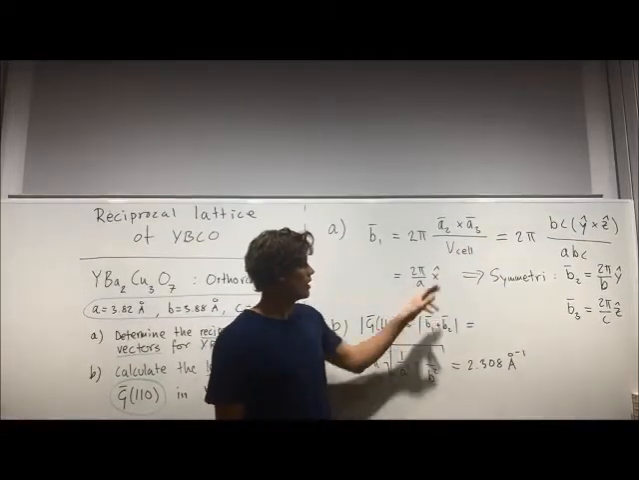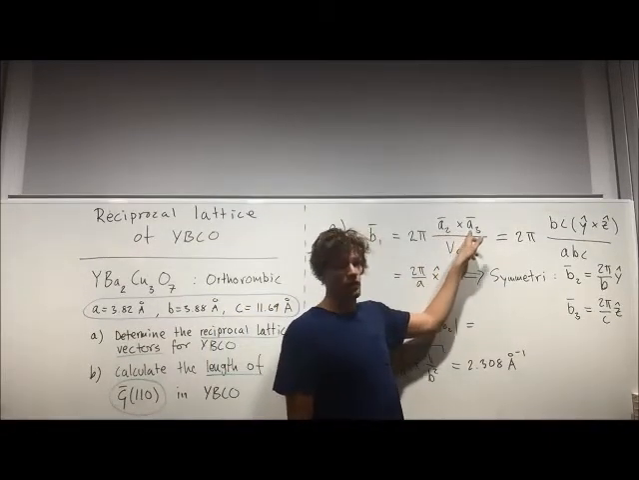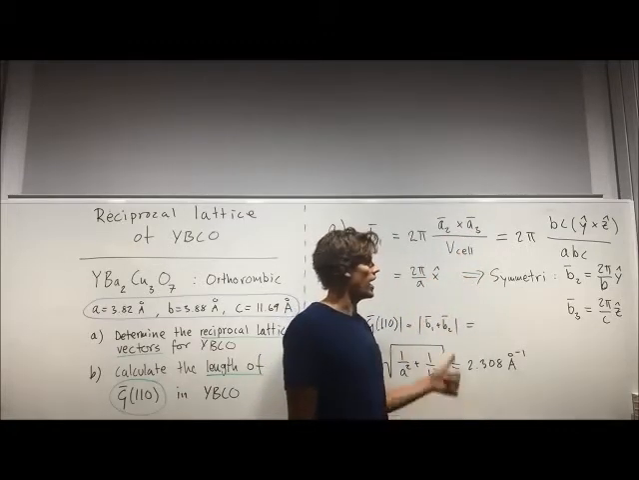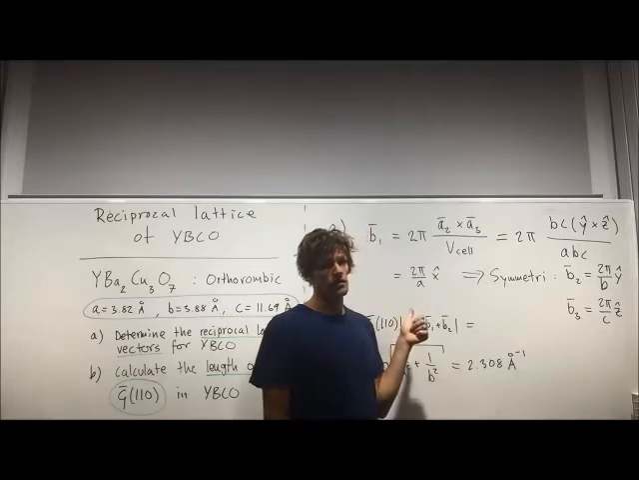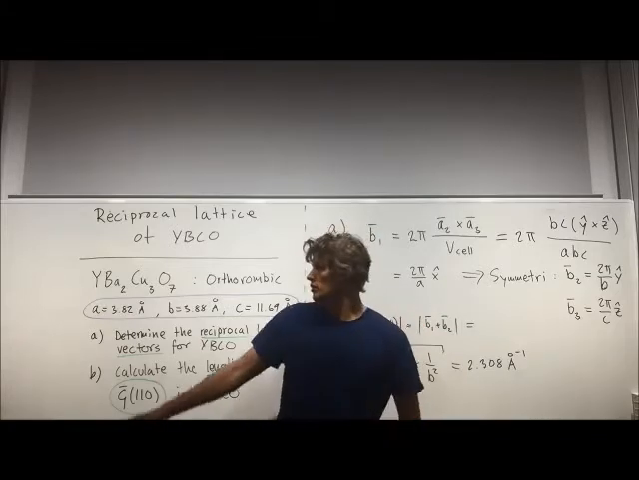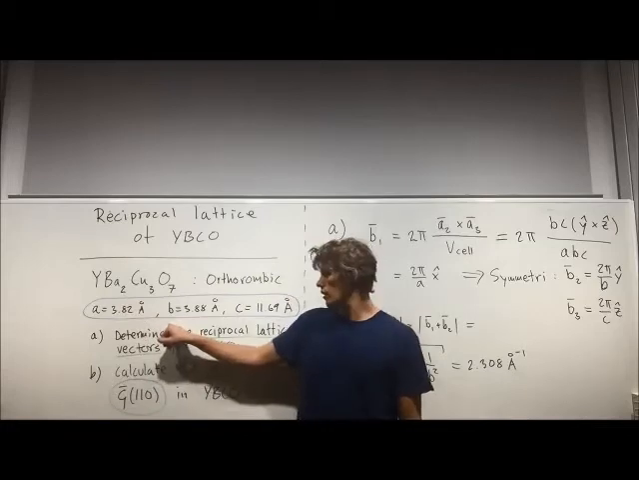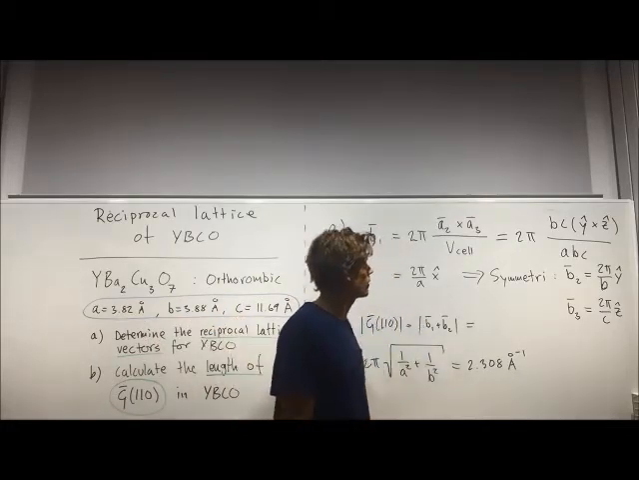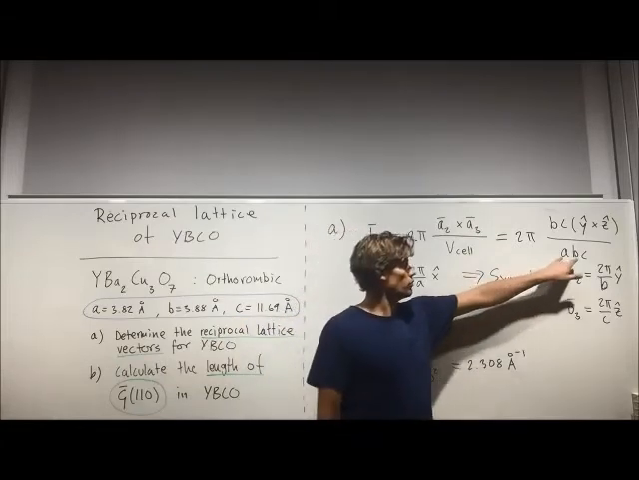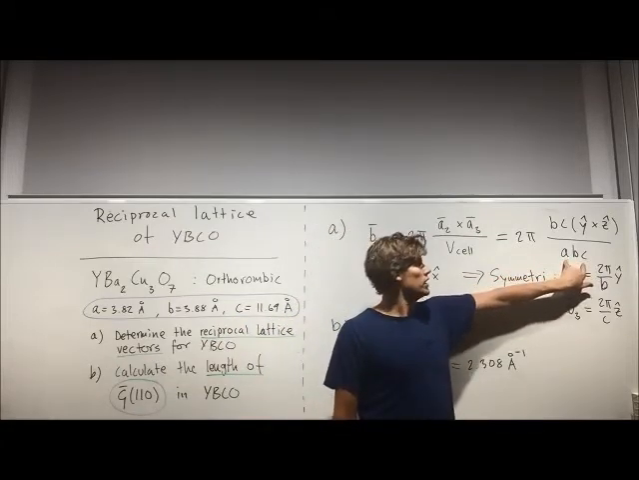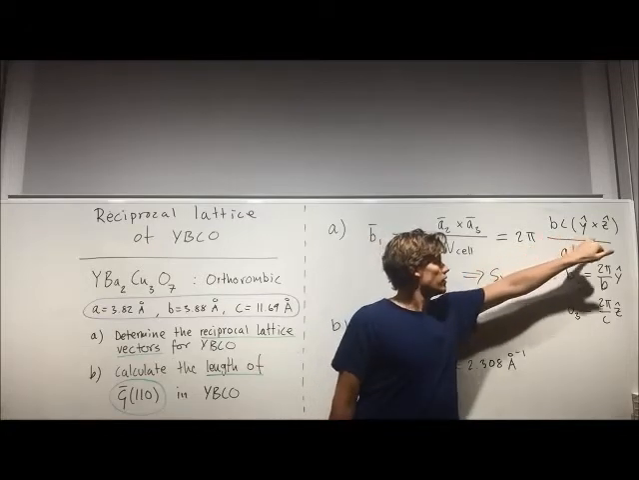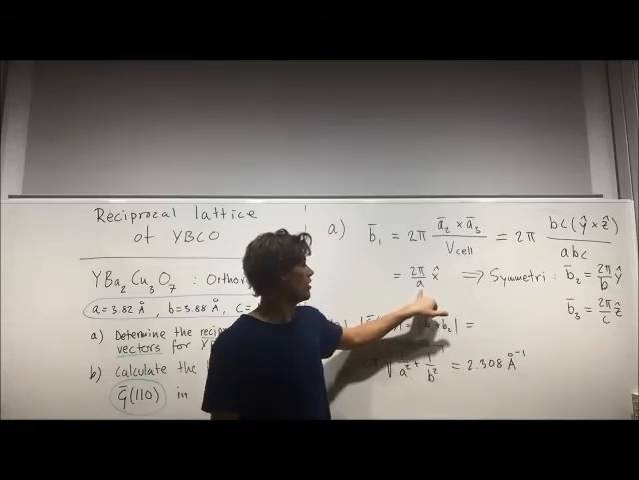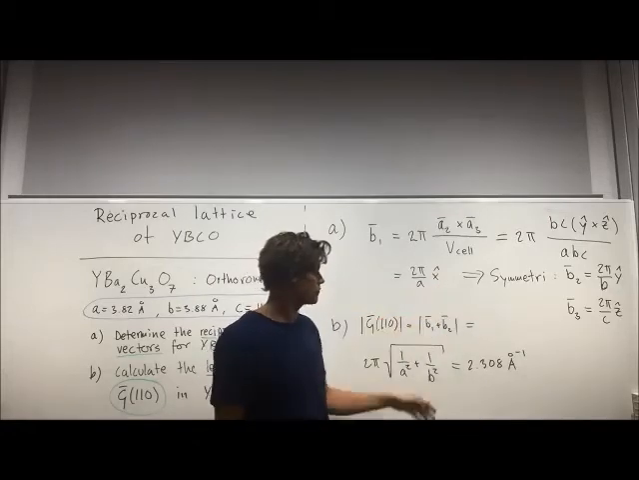Putting in the values, you know that they're right angled, and you can use the fact that the a-axis is along the x-axis, the b-axis is the y-axis, and c is the z-axis. Putting in the volume, which is just a times b times c, and doing the cross product, you get the result 2π over a times x hat.